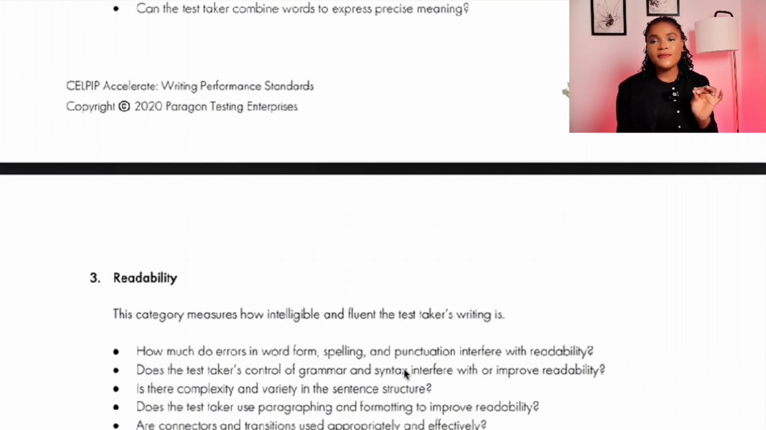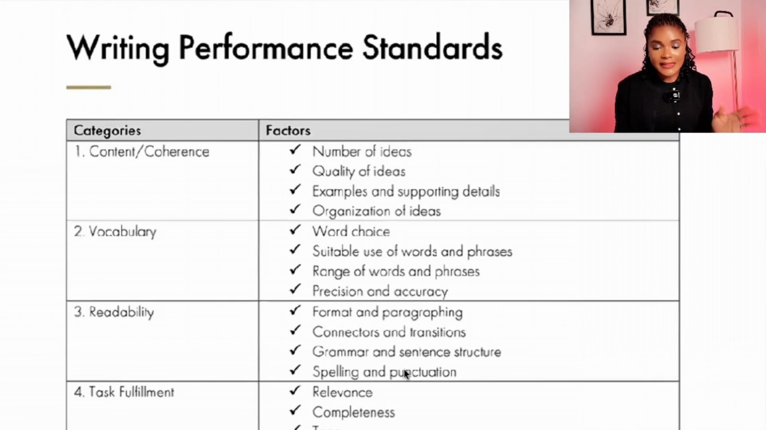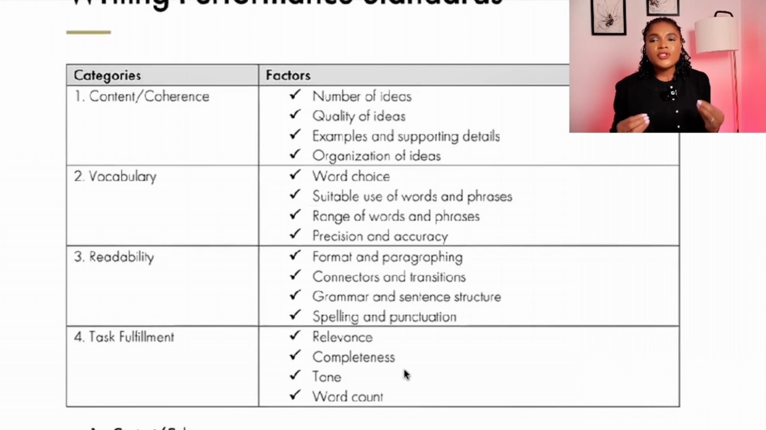Intelligible and fluent. Basically, what this means is, if someone reads your work, will they understand what you are saying? Is it clear? Is it simple enough for someone to understand what you are writing? Now, the first factor here is format and paragraphing. What is format and paragraphing?